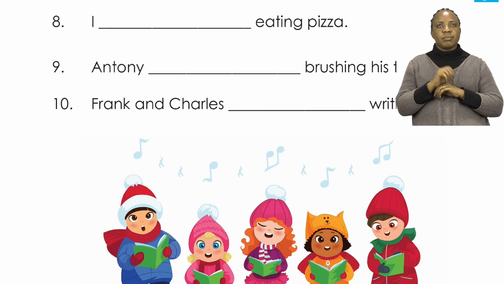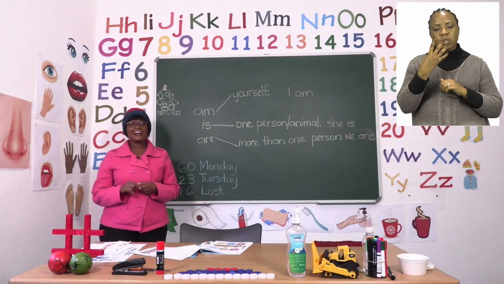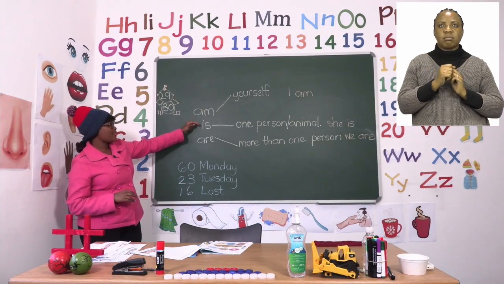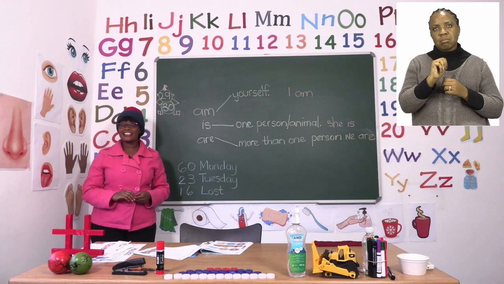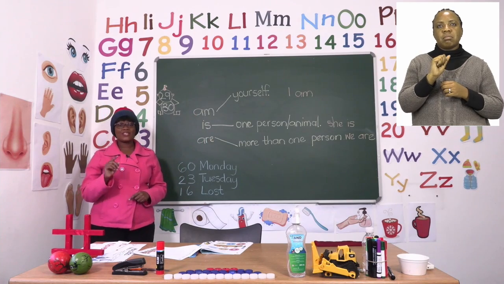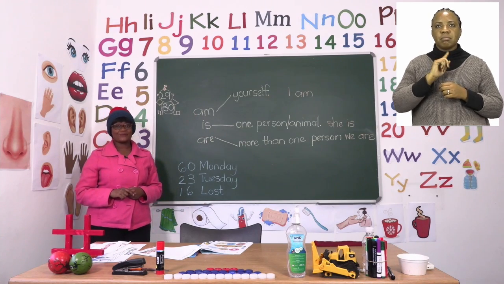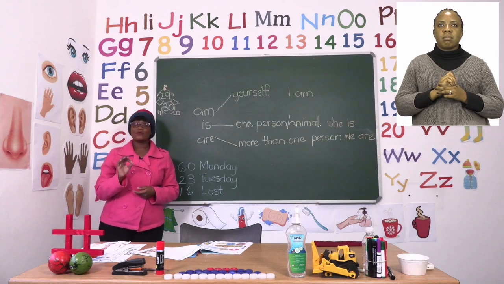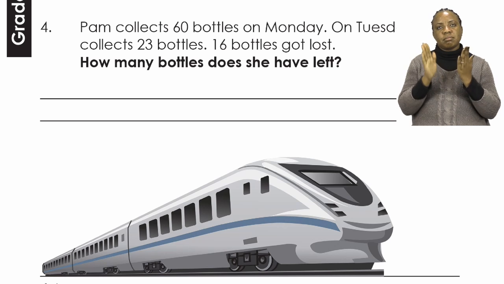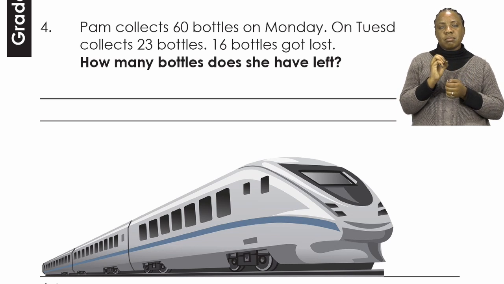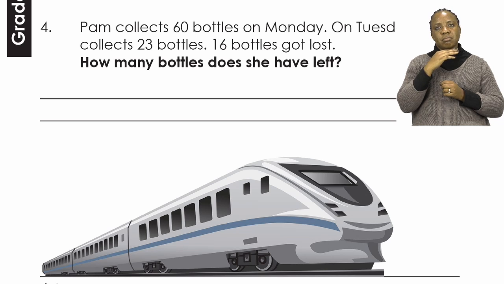So, go ahead, boys and girls, and continue this exercise by yourselves. Fill in the missing word, either am, is, or are. Take your time and read each sentence clearly, trying to use all three so that you know which one is the correct answer. When you're done with that one, you can move to the last page, page 30. On page 30, we have storytelling sums. Oh, I love them. It's a good mixture of English and mathematics.